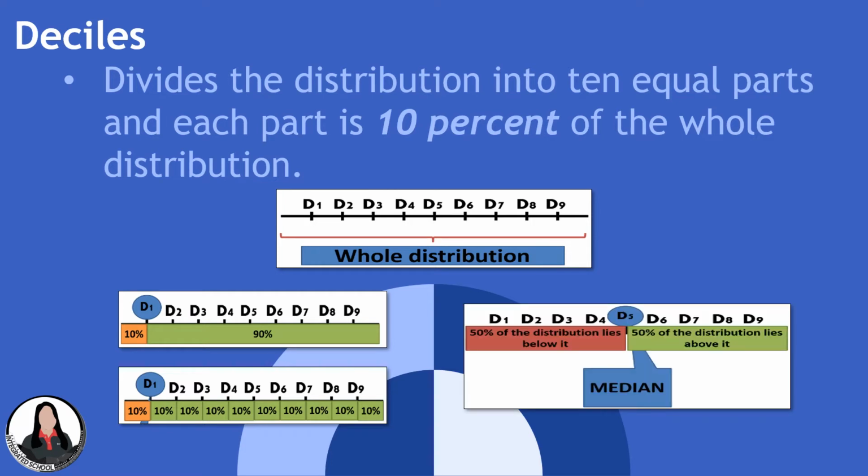Meanwhile, D sub 5, or the fifth decile, divides the distribution into 2 equal parts. Since D sub 5 is in the middle position just like the median, the value of the median and D sub 5 of a certain distribution is always the same.